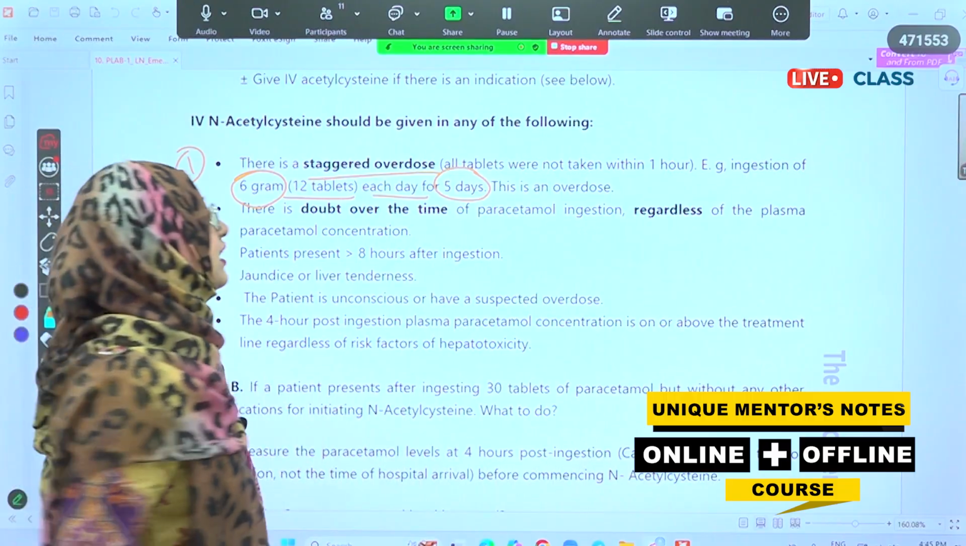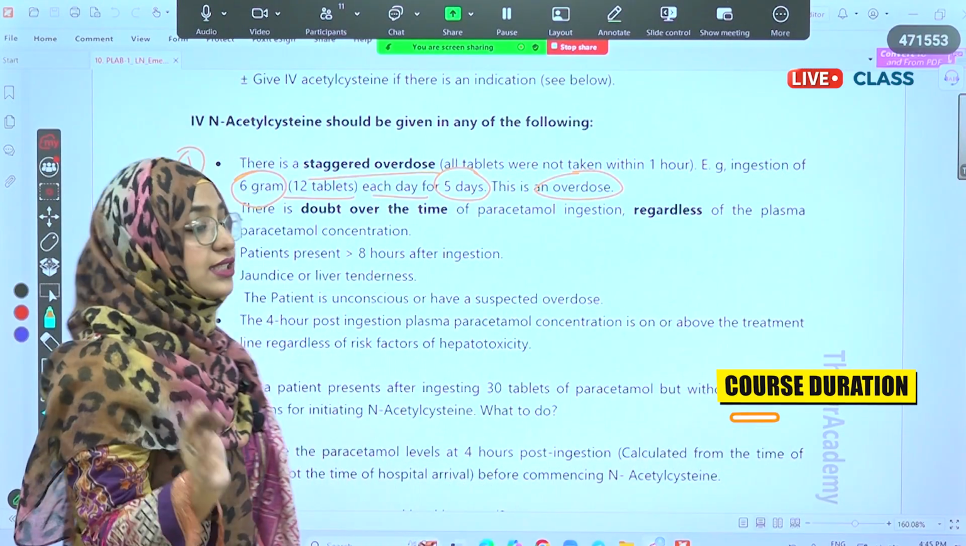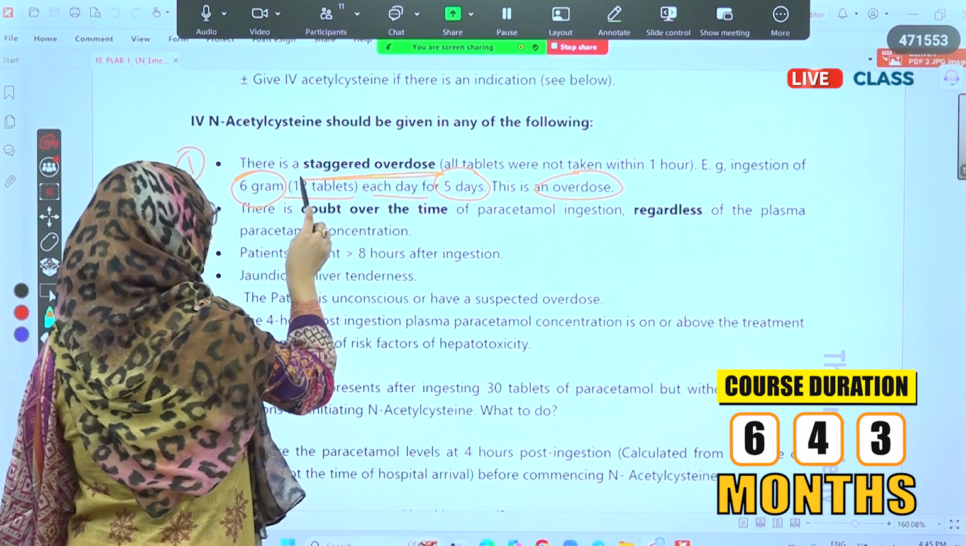So we can call it an overdose. So what is the indication? There is a staggered overdose. This is very important.